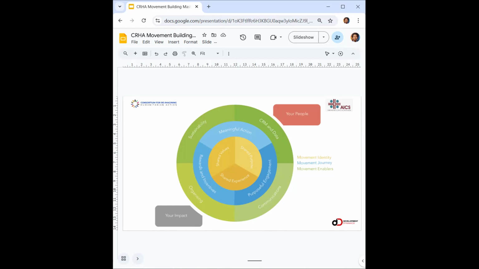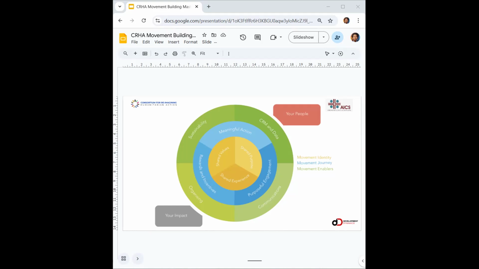Our people are around the CRM and our data, and our impact is on our communications and our organizing, to ensure that we're not living in a silo or in this space where we believe we're making impact and having progress, but at the end of the day, for the persons that we're serving, it's not amounting to much. And so this will be the framework that we will continue to develop and answer to, to identify our movement identity, our movement journey, and the different enablers that we need to be aware of as we continue to build this movement.